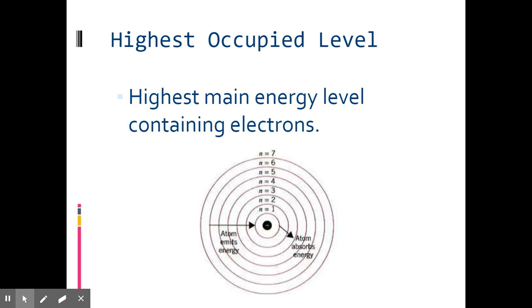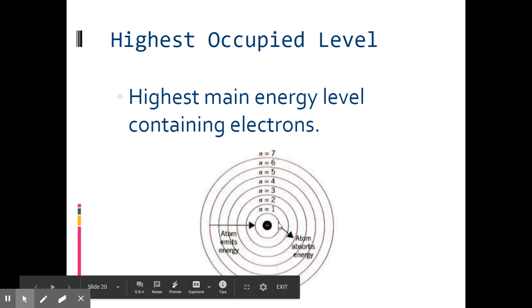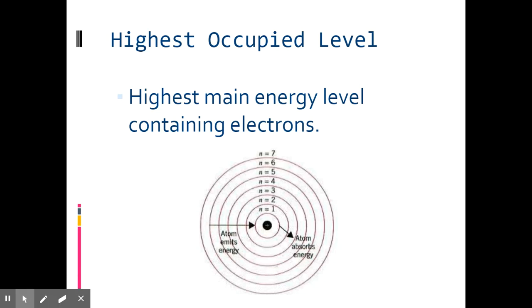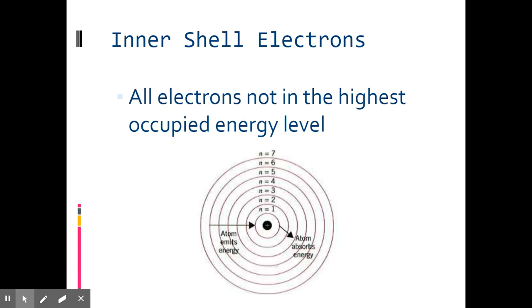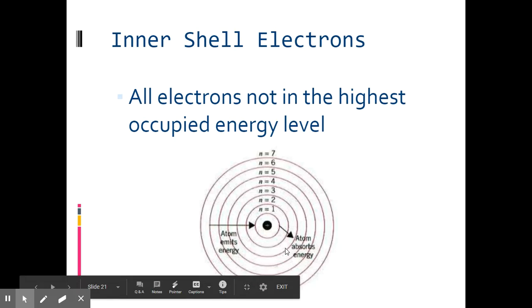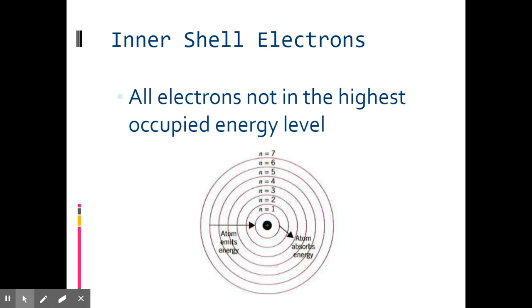The next term to know is the highest occupied level. This just means, of your energy levels, which is the highest one that has electrons in it. The inner shell electrons are any electrons that are underneath that, that are not in that highest level.